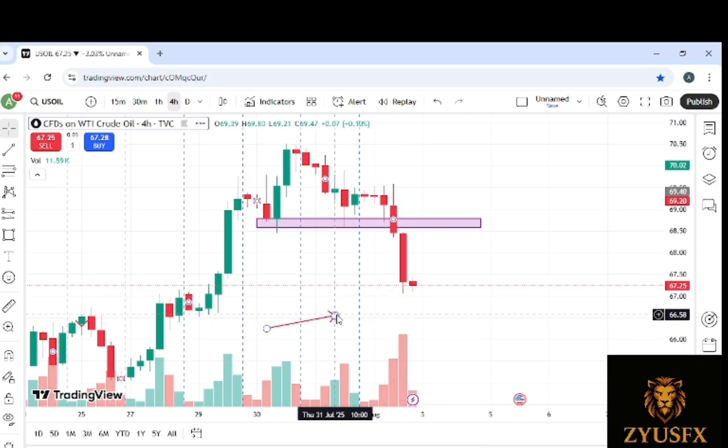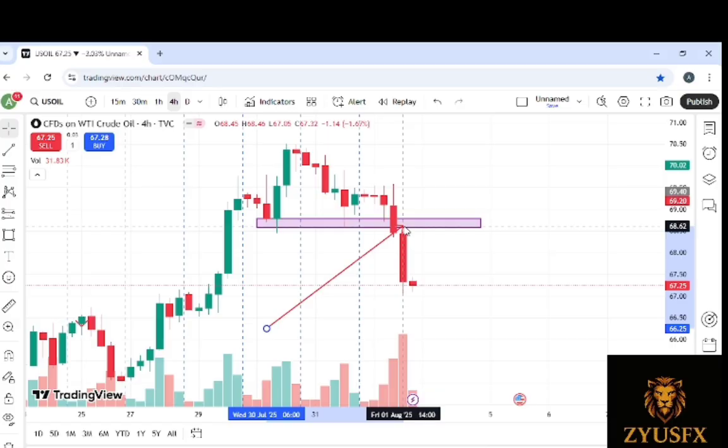So let's continue with our analysis. So we have already marked out the last level that was broken, which was this level. This was a 4 hour candle that broke out of this level. But we don't expect price to push deep for a retest here.